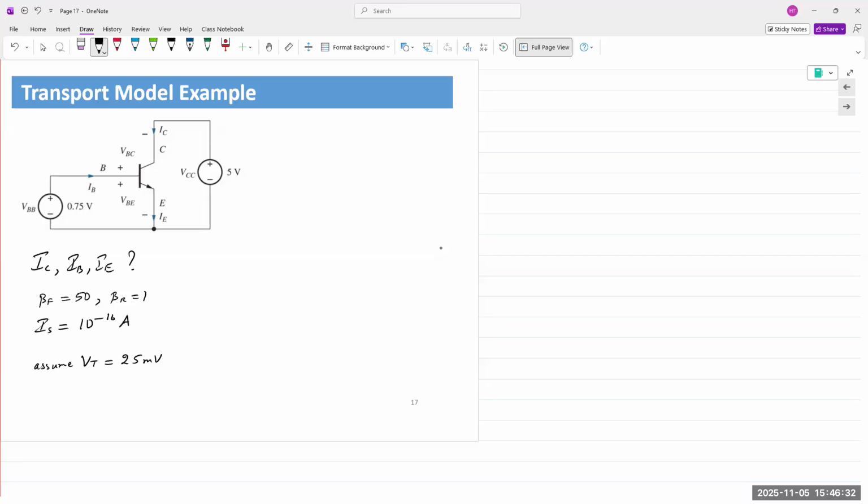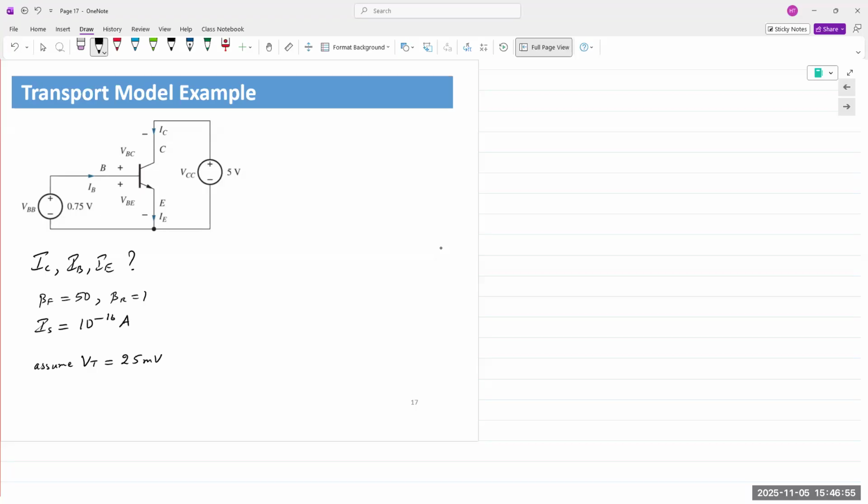So with the transport model, without going into the other kinds of analysis, we have the equations. It's simple plug and solve, but we need to figure out what our voltages are. We need to figure out VBC, we need to figure out VBE. Okay.